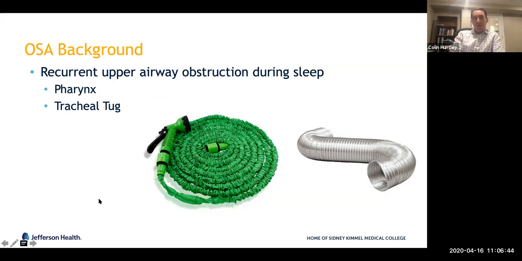The corollary thing, think about a floppy hose that does not have much tone or much structure to the walls. You're going to see a lot of collapse and limiting of that lumen. Whereas a hose or tubing that's made out of metal has much more structure to it. Also, if you picture this and you lengthen it out, it's going to stiffen the walls of that hose, also limiting some of the collapse.